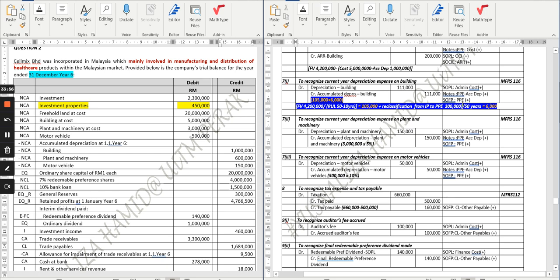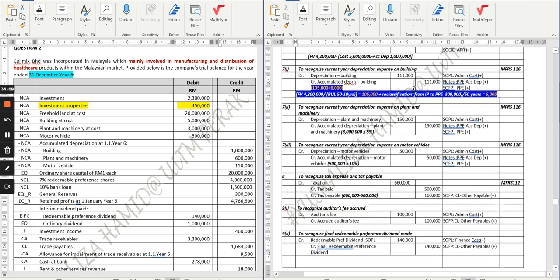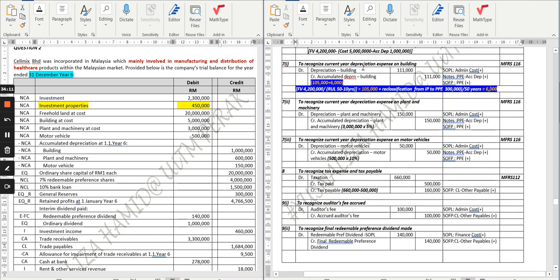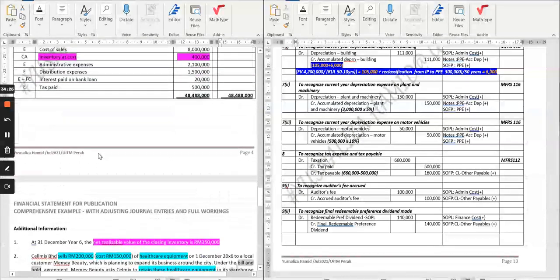That 105 will be added with the depreciation that you will continue to provide for the building that is now under PPE, the 300,000, and that is going to be 111. So that will be debited to the depreciation account and credited to the accumulated depreciation. That will be adjusted under admin cost and you also need to adjust under the notes of the PPE in the accumulated depreciation section.